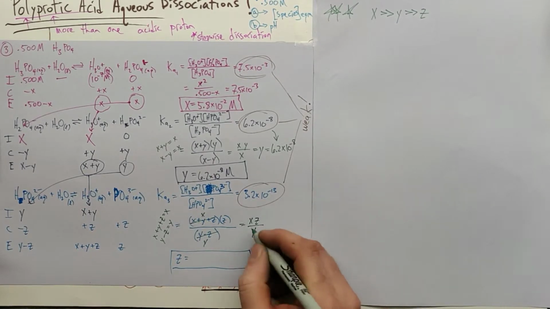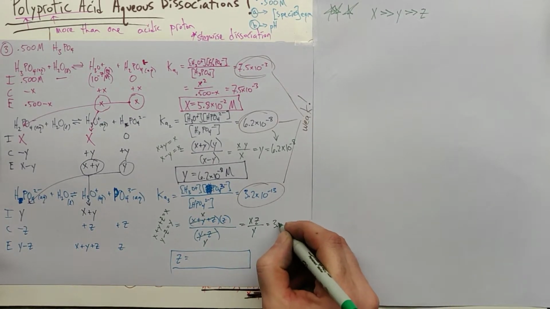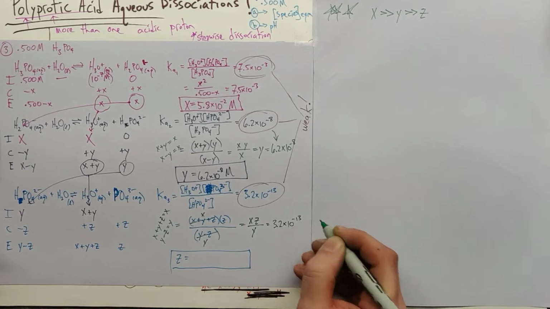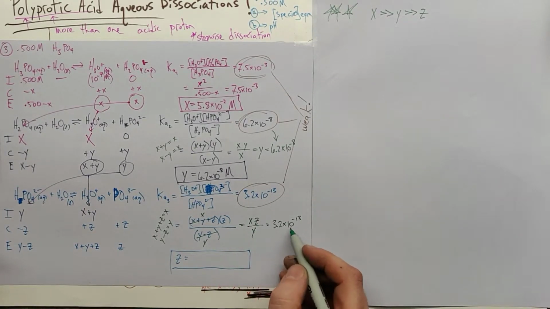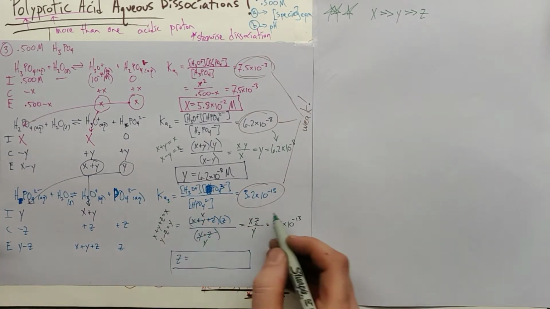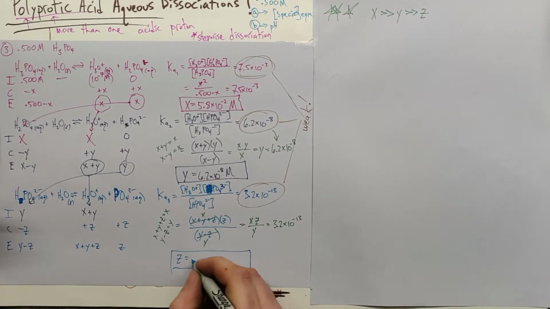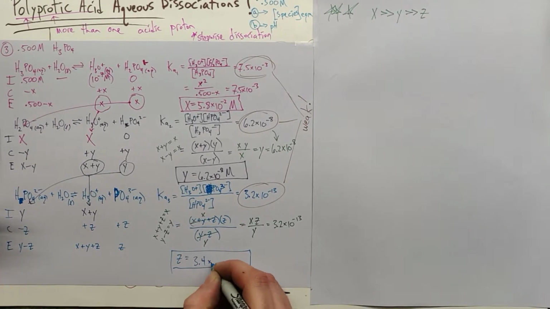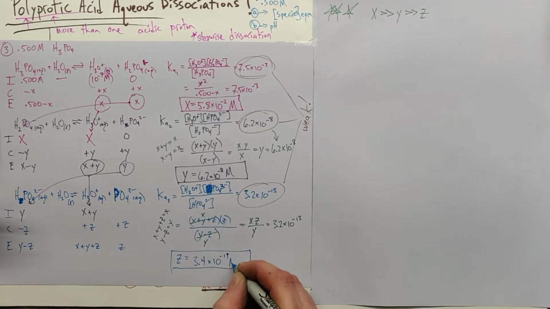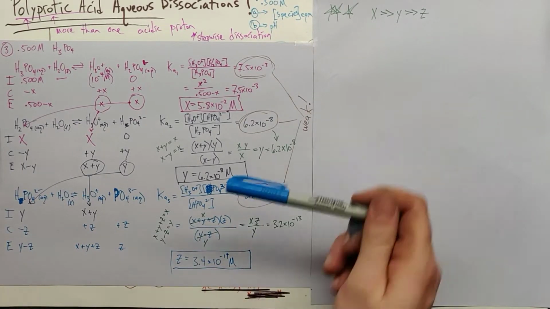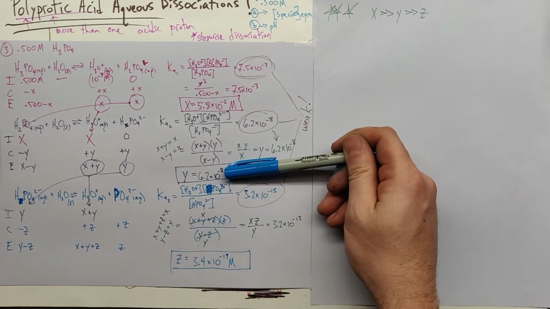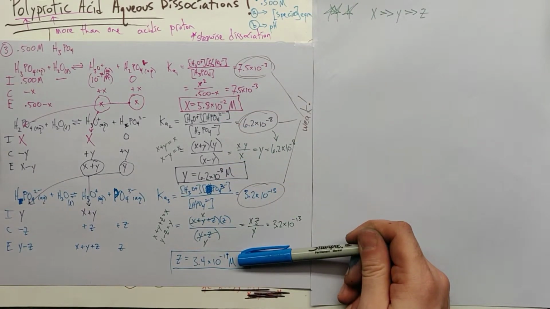And we can do some rearranging here since we know this equals 3.2 times 10 to the minus 13th. And then z equals the Ka3 times y divided by x. And that actual value is 3.4 times 10 to the minus 19th, which is a pretty small number. Wow, that's small. Oh my gosh, that's really, really small.